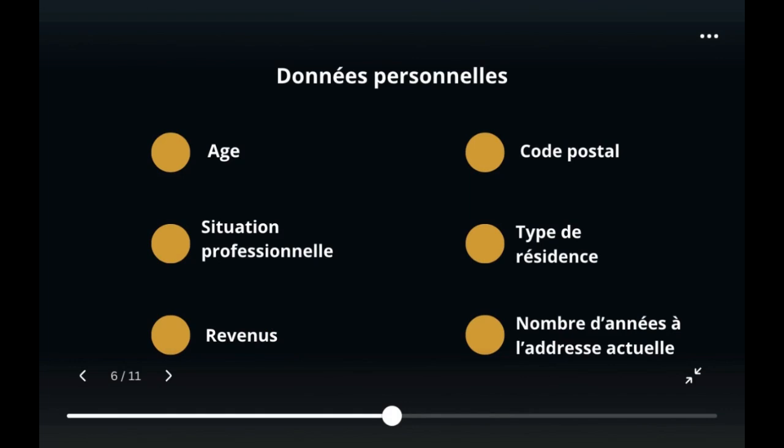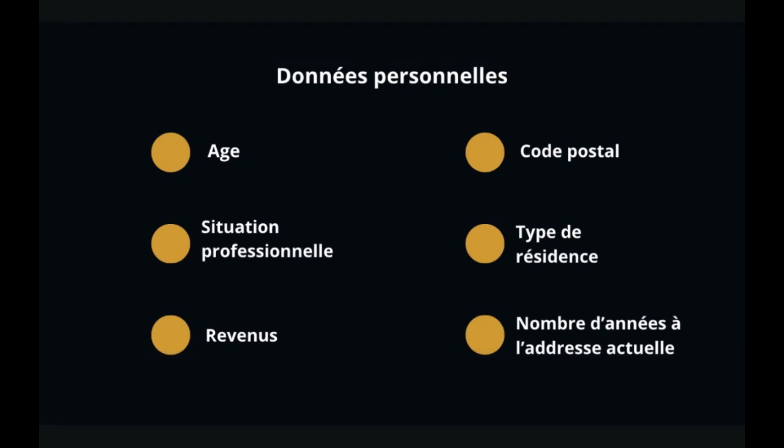Sometimes the applicant's postal code can also be considered when applying for a loan. Because certain geographic areas have historically had more payment defaults, and so they can influence decisions. And finally, the type of residence and how long someone has lived at their current address are also indicators of stability. For example, someone who has lived in the same home for 10 years will be seen as more stable than someone who moves every 6 months.